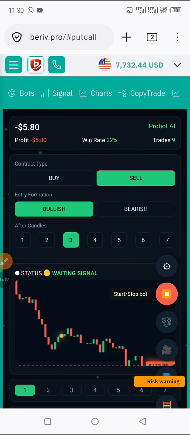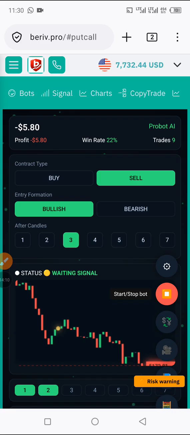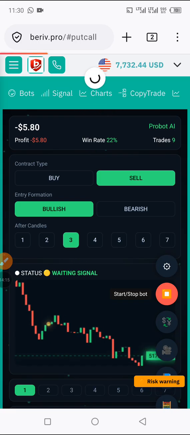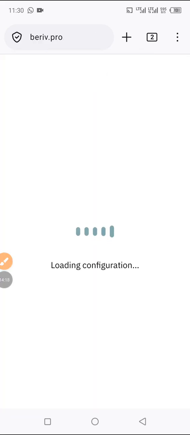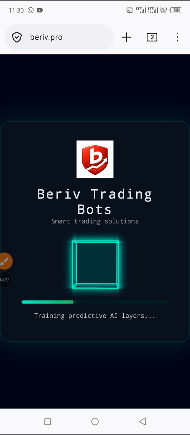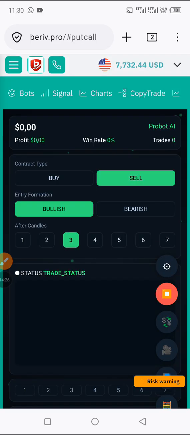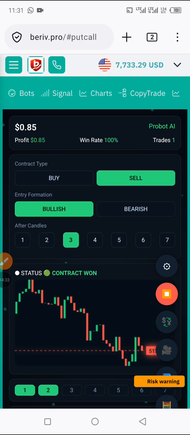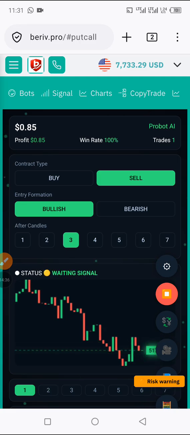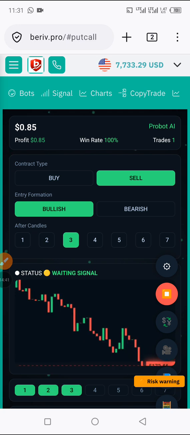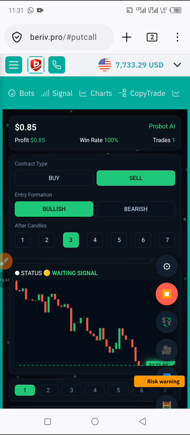Okay, so just to not confuse you, let me just clear these summaries of the trading that we already have, so that we start from 0. So I'll just refresh the page. When I refresh the page, I will just check again if the settings are still okay. So yes, the settings are still okay, and the bot is already running. So let's just give it time to run maybe up to 10 trades to see what we get.